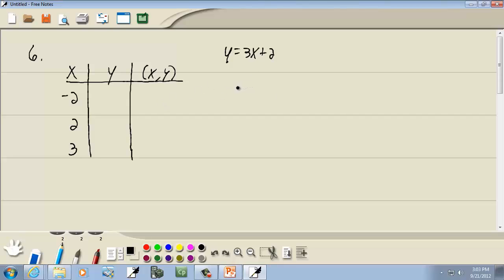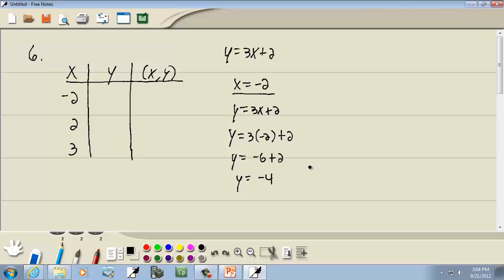Okay, so what we're going to do is, these are kind of like the same as the last two problems. We're going to take each x value and plug it into our equation and solve for y. So I'll take the first one at negative 2. So I've got y is equal to 3x plus 2. We'll plug negative 2 in for the x. So we've got 3 times negative 2 plus 2, which is negative 6 plus 2, which gives us a negative 4. So we're going to put negative 4 here, and a point that goes along with that, you put the x part first and the y part second. So that would be (-2, -4).